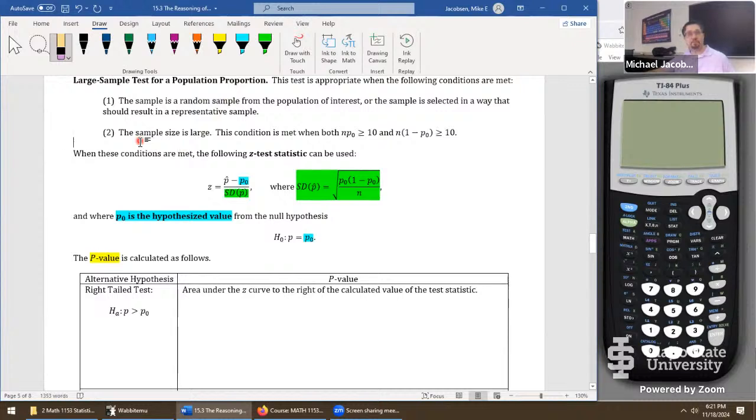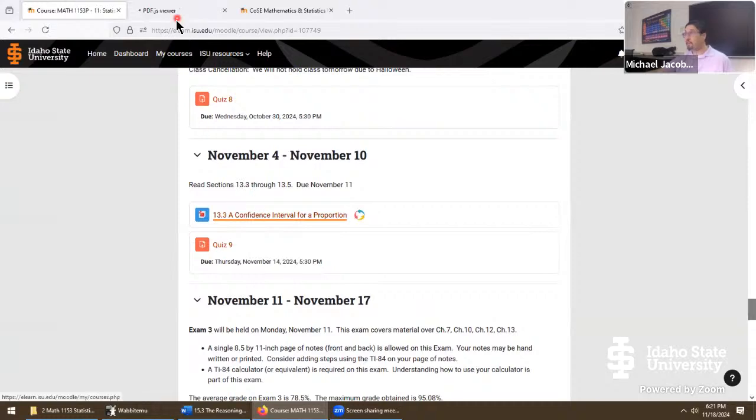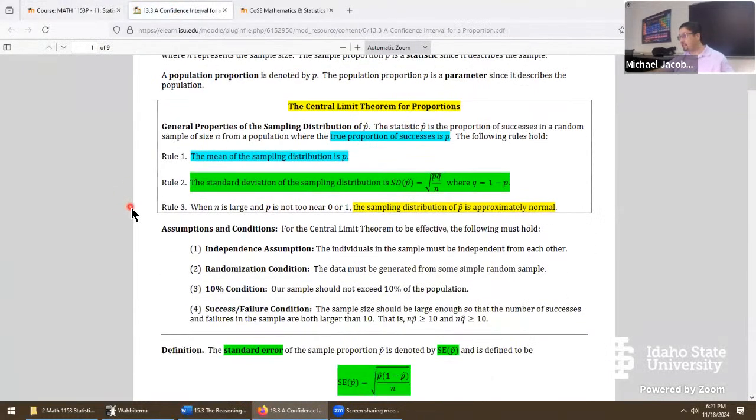And condition two is a little bit more interesting. The sample size is large, and this condition is met when both n p naught is greater than or equal to 10, and n times 1 minus p naught is greater than or equal to 10. We need to take a look at this a little bit closer. This might seem familiar because it came from 13.3. The 13.3 is a little bit different with condition checking.